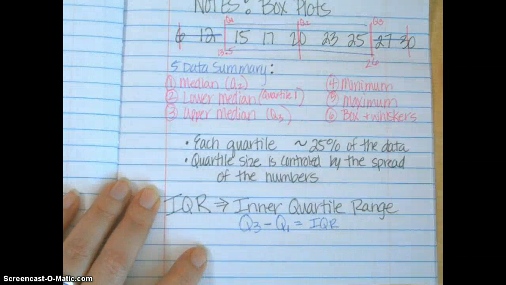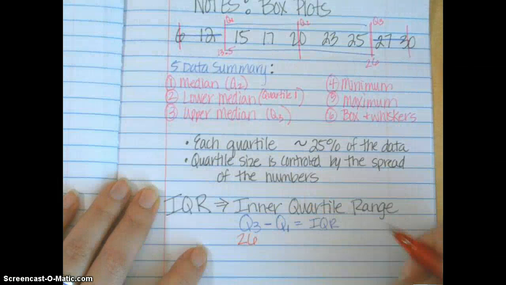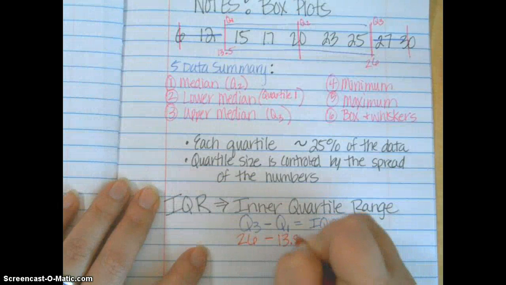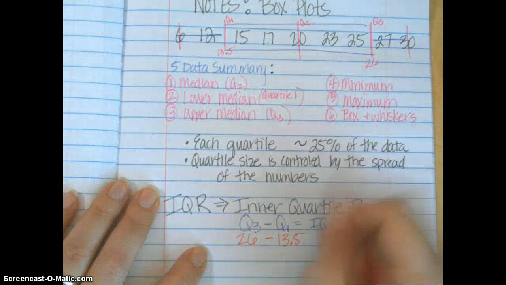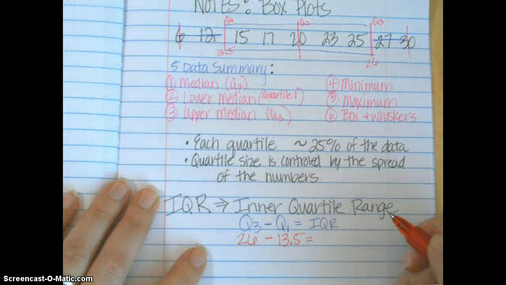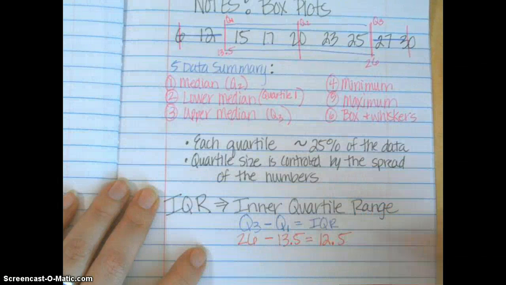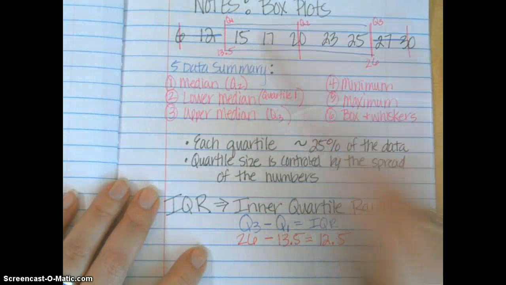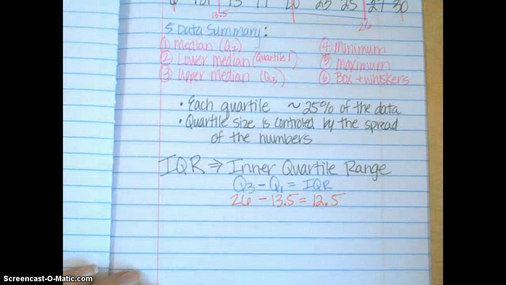So in this case, our quartile 3 is 26. And I'm subtracting 13.5 because that's my quartile 1. So the interquartile range will be 12.5. Okay? Interquartile range is you take quartile 3 minus quartile 1. Not too bad. Let's look at one more really quickly to see if we've got this down.